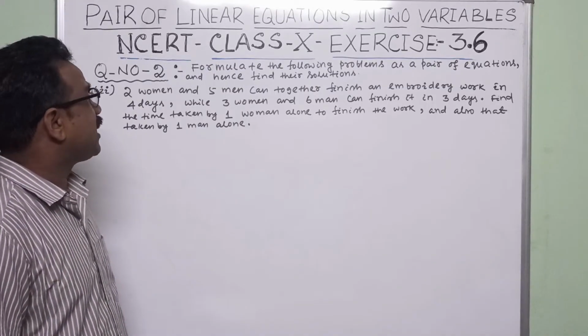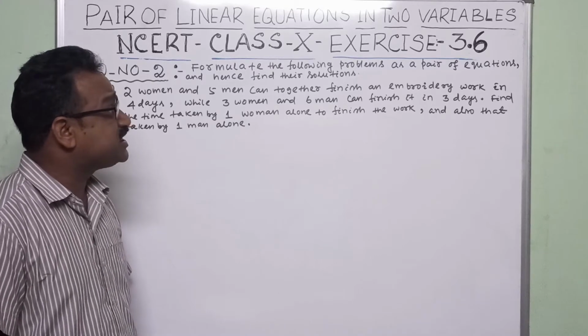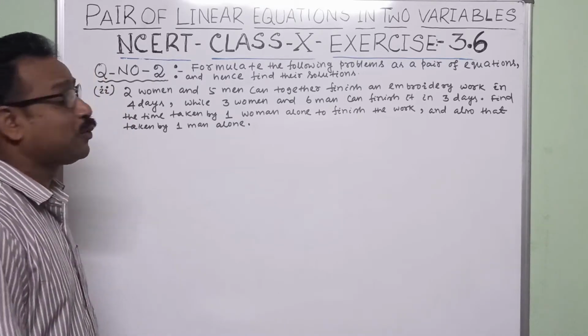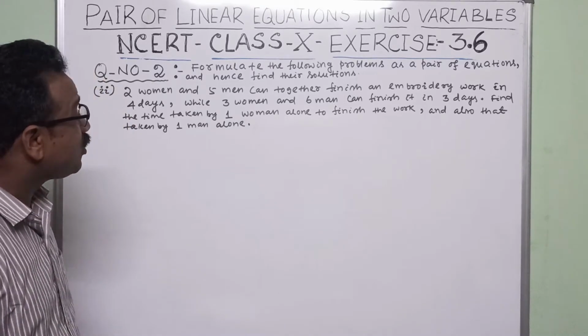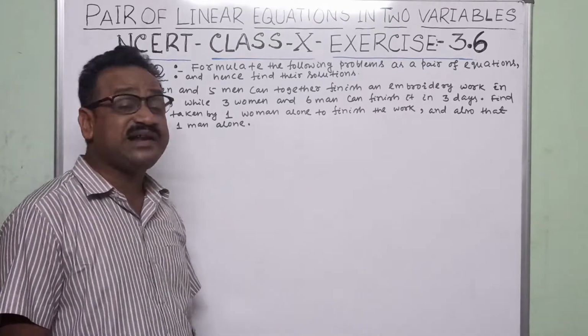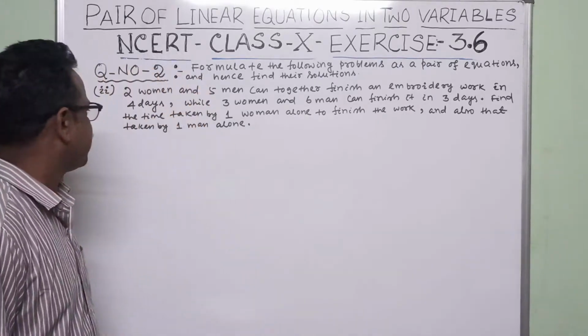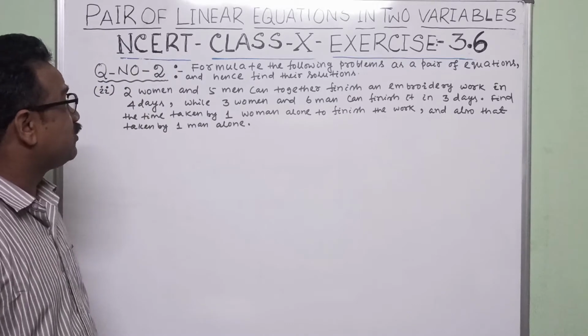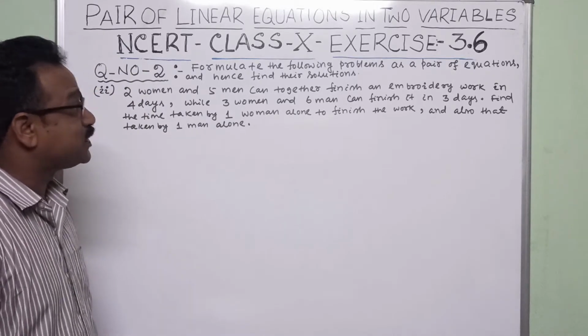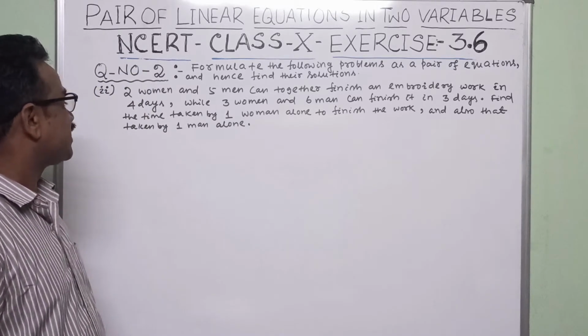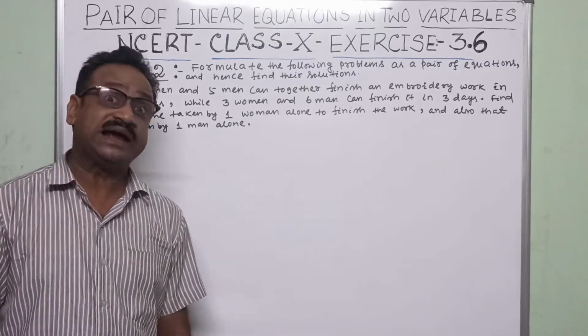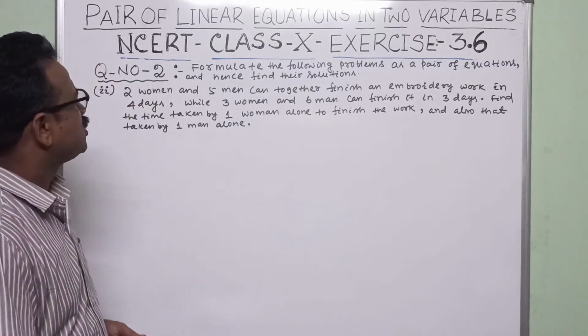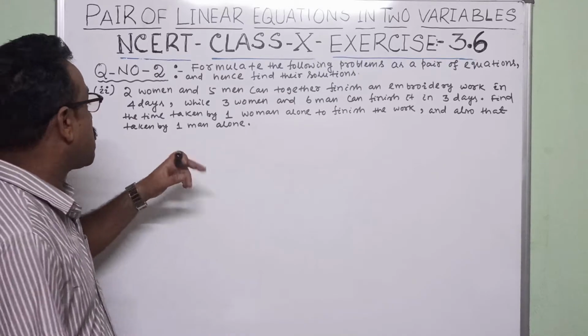2 women and 5 men together can finish an embroidery work in 4 days, while 3 women and 6 men can finish it in 3 days. So find the time taken by 1 woman alone to finish the work, and also that taken by 1 man alone. Okay. So this is a time and work problem.